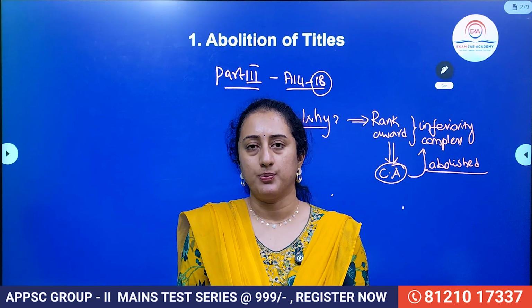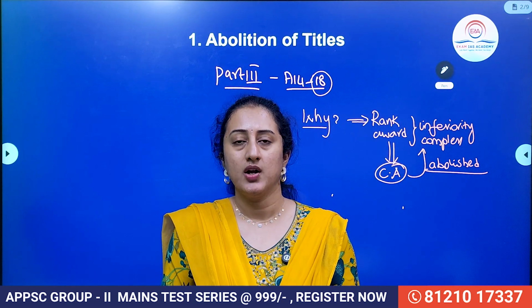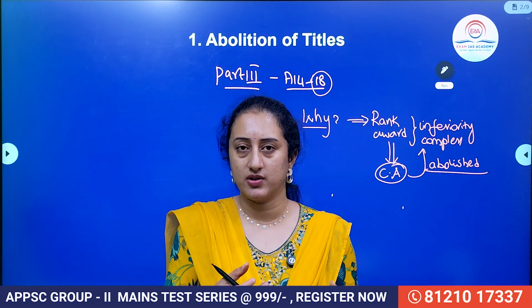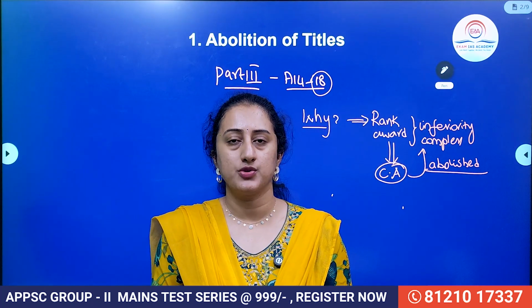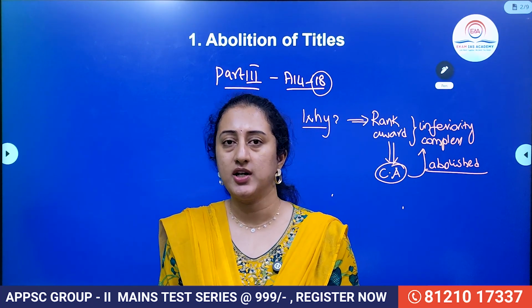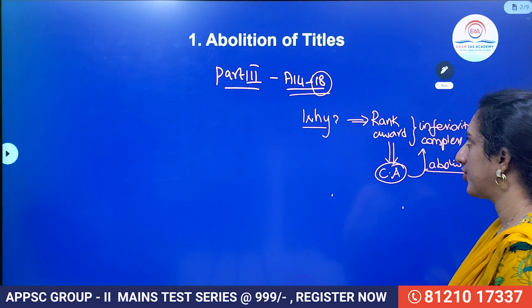But in that situation, what actually happens is it creates inequalities in society, so that some persons with that particular rank are treated as superior and others are treated as inferior. To stop this and to resolve this issue of inequality, under the right to equality from Article 14 to 18, we have the abolition of titles.